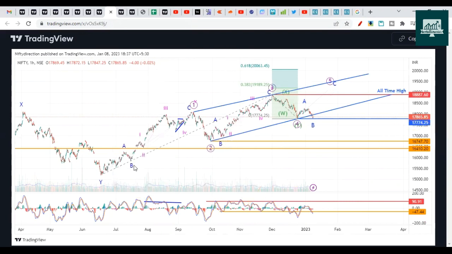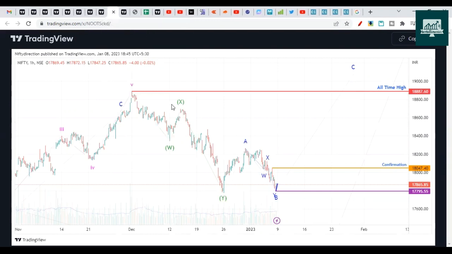So we can delete this chart and we can ignore this case. So yeah, this is again the same case on a lower scale, where we mentioned that as long as Nifty does not break 17,774, this chart will be valid. Now this is also invalid.